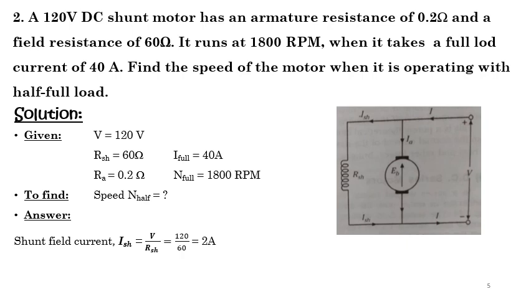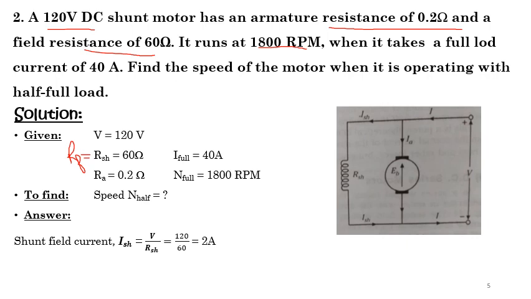So they have said it is a shunt motor, a 120 volt DC shunt motor, that means V is equal to 120 volt. Armature resistance is 2 ohms, RA. Field resistance RF is 60 ohm. Since it is a shunt motor I can also take RF equal to RSH. So this RSH can also be written as RF. So don't get confused with this. It is equal to 60 ohm.